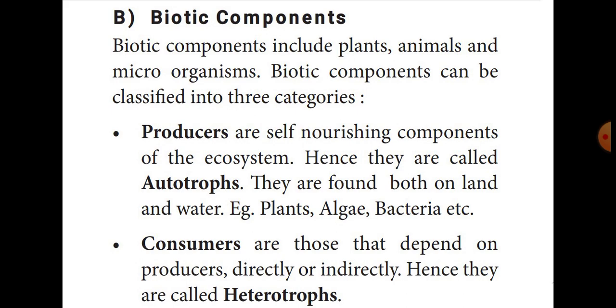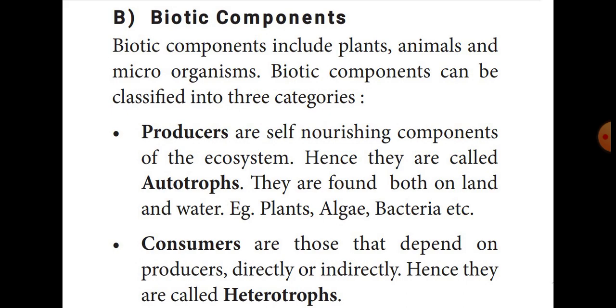The first one is producers. Producers are the self-nourishing components of the ecosystem. That means they prepare their own food, thaane unavai uṟpatti seythal. So they are called autotrophs. Autotrophs means they prepare their own food.